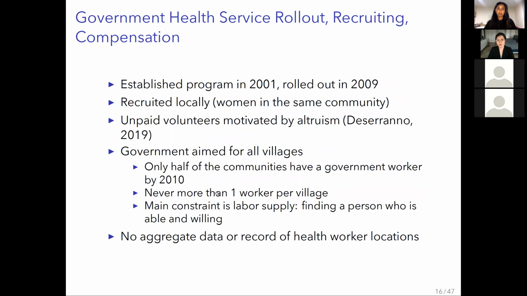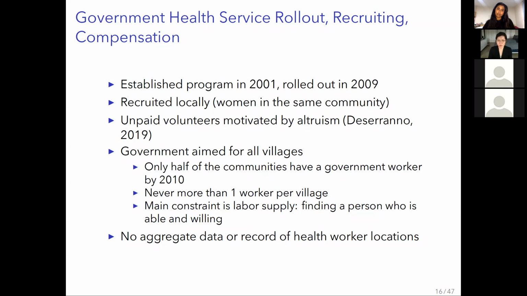This government program was rolled out in 2009. All the workers are recruited locally. They can be men or women, but in practice, in our sample, they're all women. They're unpaid volunteers, so these women are not paid anything. They're part-time volunteer workers. And why are they doing this? Well, they want to help their community.